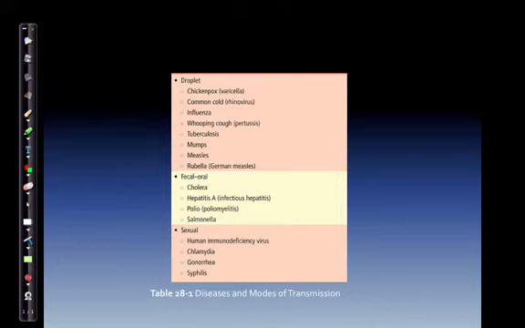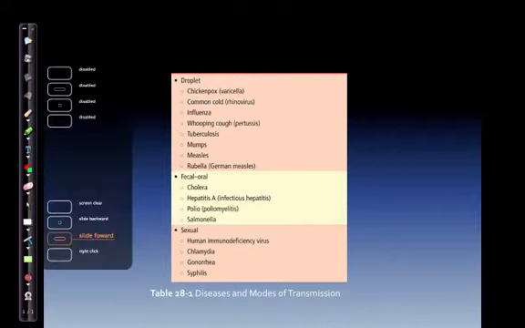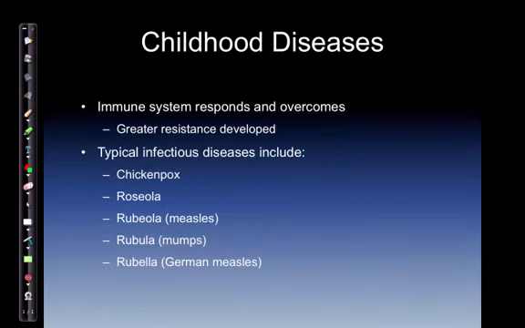So chickenpox, common cold, influenza, whooping cough, TB, mumps, measles, and rubella are all droplet. Fecal oral: cholera, hepatitis A, polio, and salmonella. Sexual: HIV, chlamydia, gonorrhea, and syphilis. This is Table 28.1 in your book. Childhood diseases: the immune system responds and overcomes. Great resistance is developed through interaction with these diseases. It kind of toughens up your immune system.